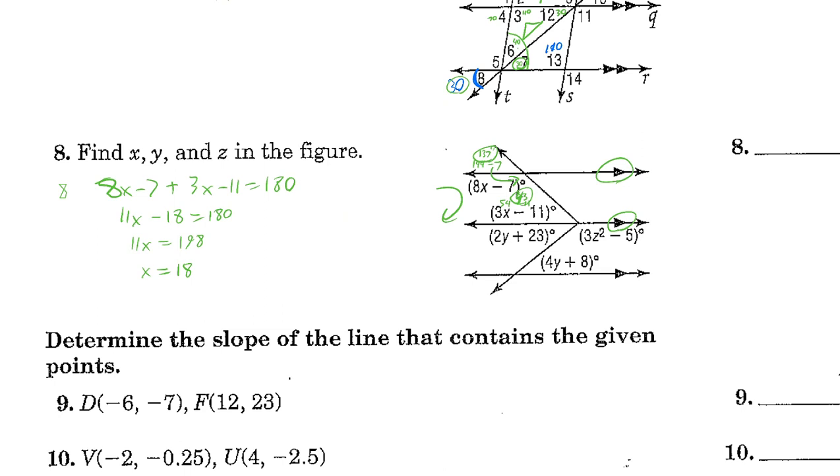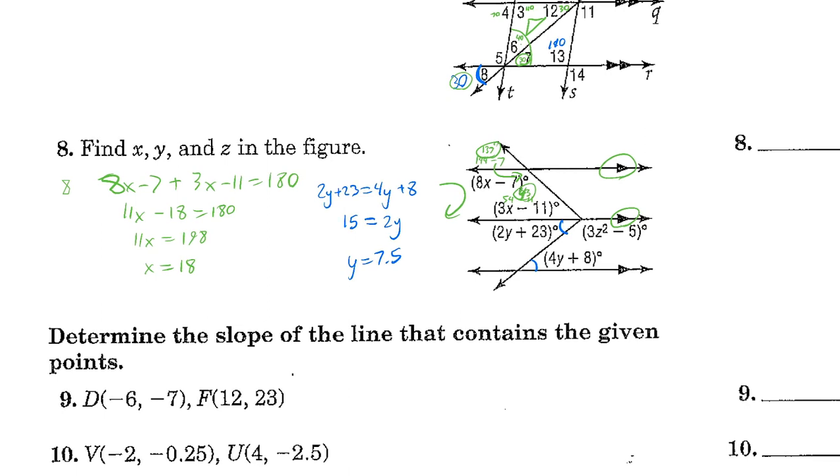Then let's try for y. So for y, we have the bottom lines are parallel too. So that means that alternate interior angles are congruent. So that tells us that 2y plus 23 equals 4y plus 8. Okay, so subtracting the 8, we have 15. Subtracting the 2y, we get 2y. So y equals 7.5, or 15 halves. Plugging that in, this is 30 plus 8, so this is 38 degrees here. And then up here we get 15 plus 23, that's also 38 degrees, great.